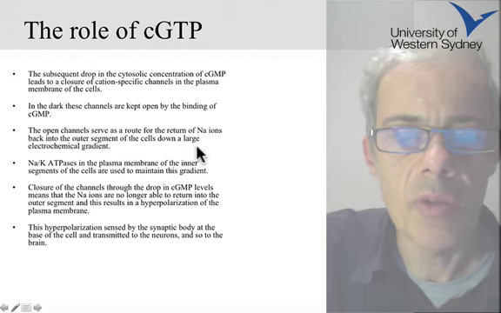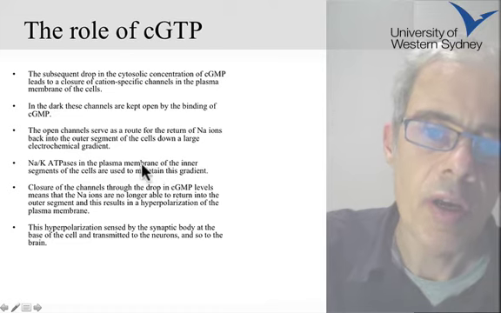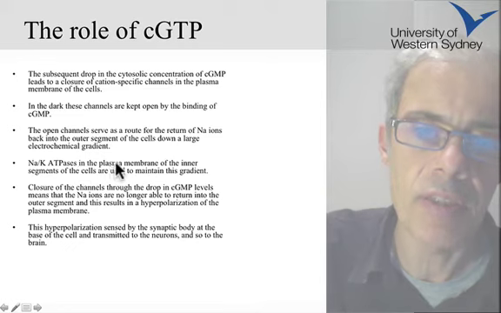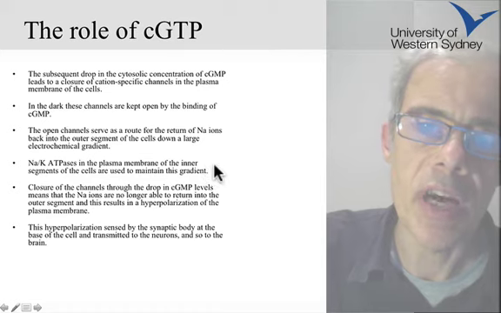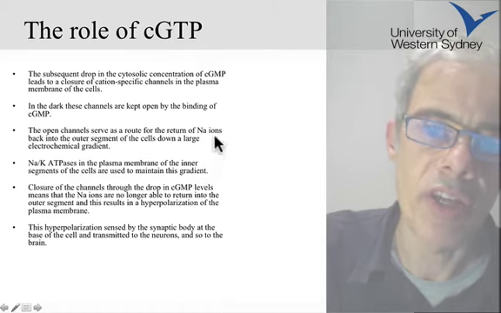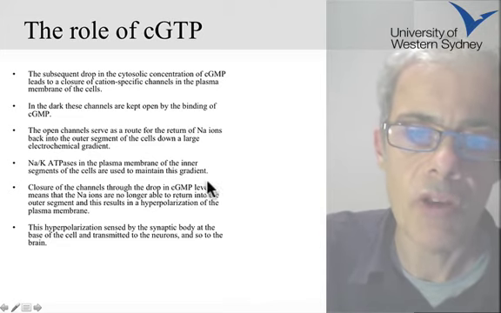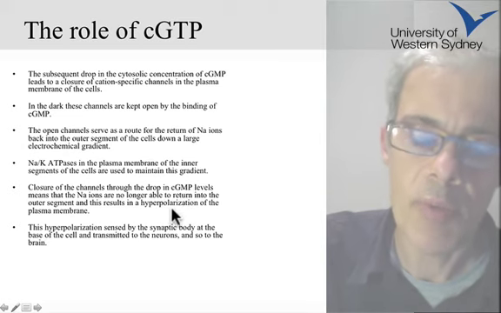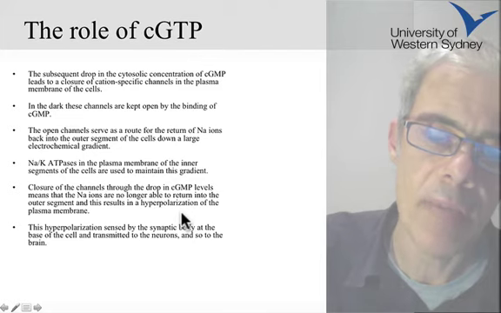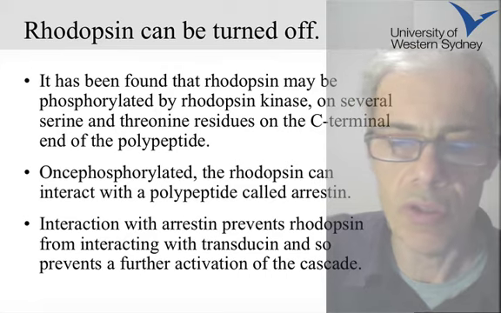Once these channels close, you get an imbalance in the electrochemical gradient, because there are other membrane exchanges, such as a sodium-potassium ATPase in the plasma membrane, that continue pumping ions, but these ions can't adjust their concentration now because this other pump is closed. So closure of the channel through breakdown of cyclic GMP causes a hyperpolarization of the plasma membrane, and then this hyperpolarization is then signaled through the neurons to the brain.